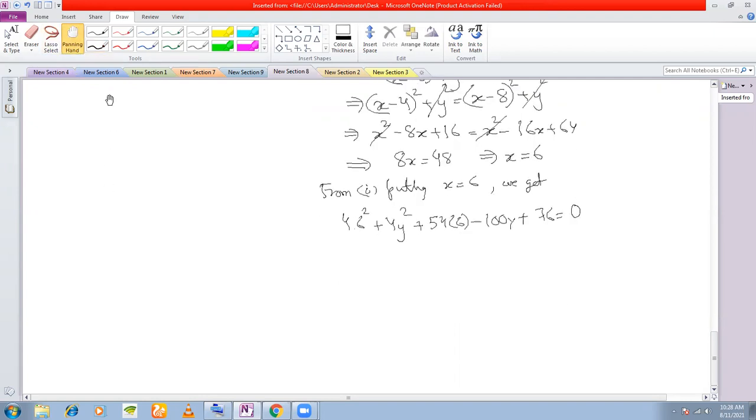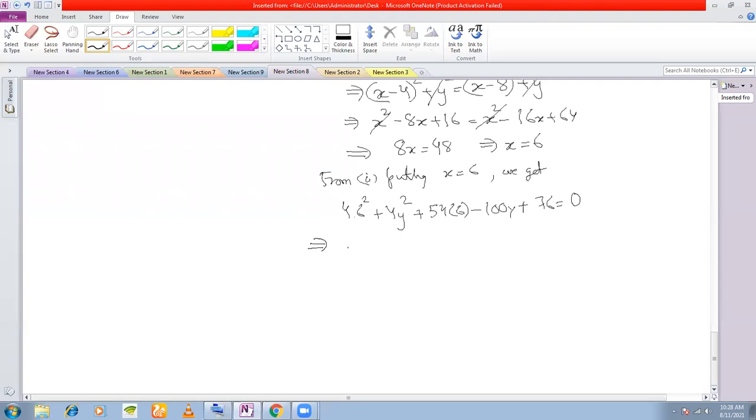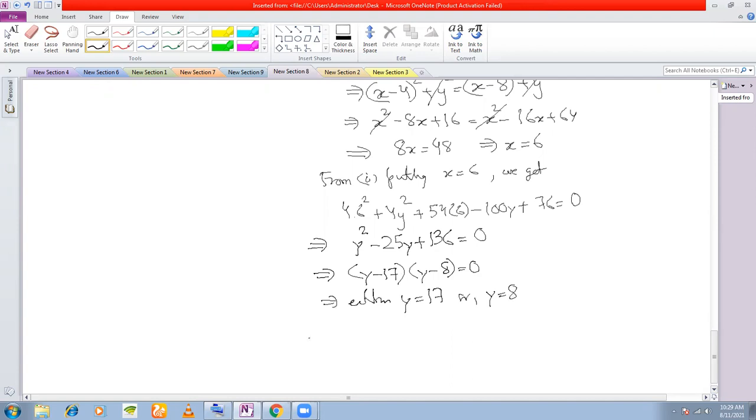So here you're going to get a quadratic. That means you get y² − 25y + 136 is equal to 0. You can factorize this quadratic into (y − 17)(y − 8) is equal to 0. That means either y is equal to 17 or y is equal to 8. So therefore, x is equal to 6 and y is equal to 17.